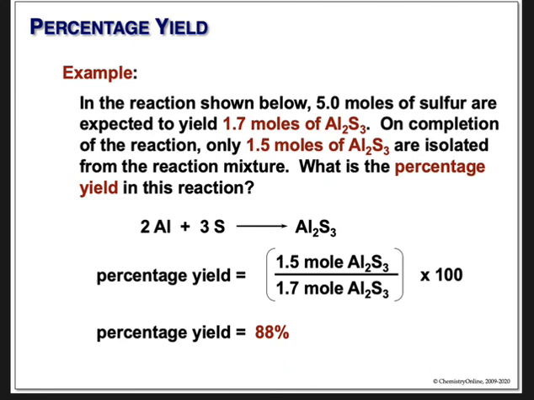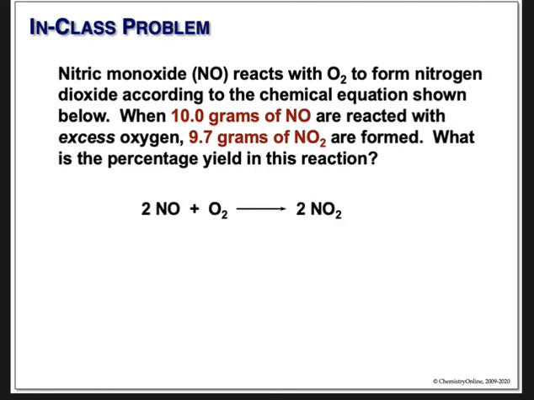Let's do one more. Nitrogen monoxide reacts with oxygen to give nitrogen dioxide. Nitrogen monoxide is a very, very reactive compound. And it can easily grab an oxygen from O2 to give NO2. All right, we take 10 grams of NO. We get 9.7 grams of NO2. Oxygen is in excess. What's our percent yield?